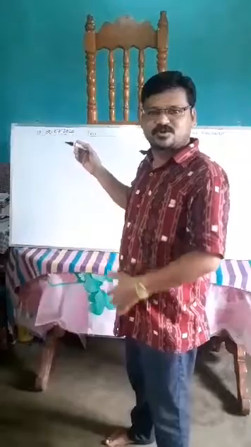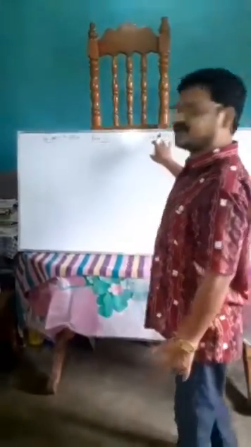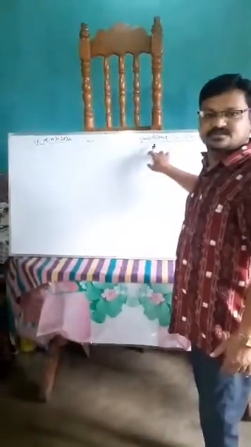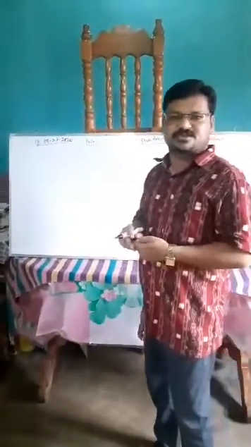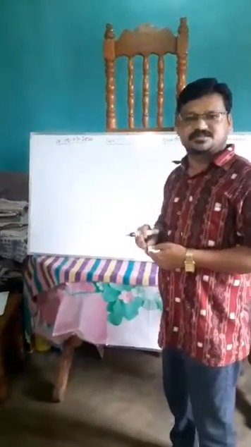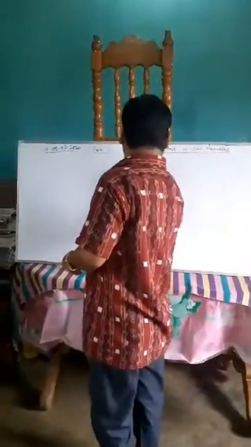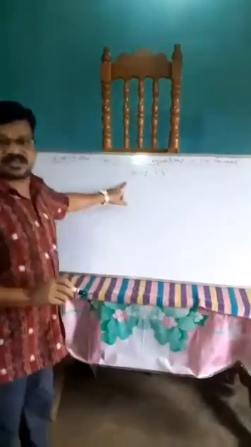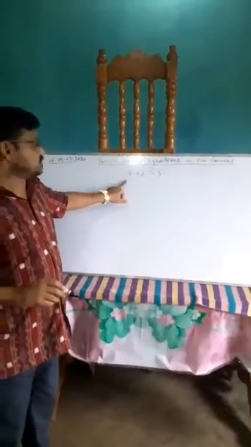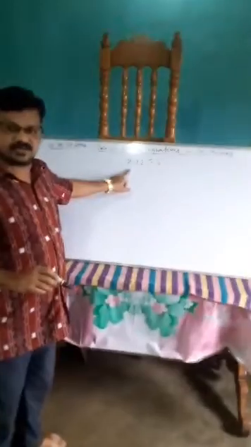Today we will discuss linear equations in two variables. Already we have discussed linear equations. Linear equation means simple equation. Suppose I write x plus 2 equal to 5. This is called a linear equation, or a simple equation. It is in one variable.